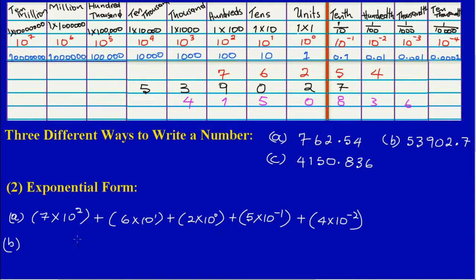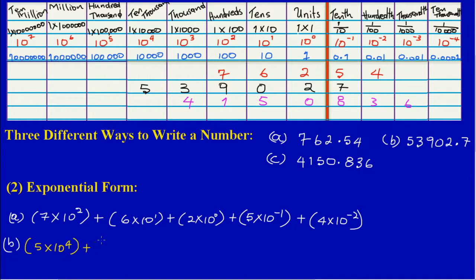All right, now for part B, we have 53,902.7. As we have written it in our place value chart, the 5 will be located in the 10,000 column, and 10,000 is the same as 10 to the 4th power. So we would have an open bracket, and we would have 5 times 10 to the 4th power. Okay, and let's close our bracket.